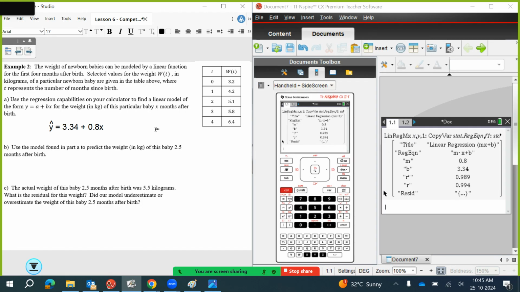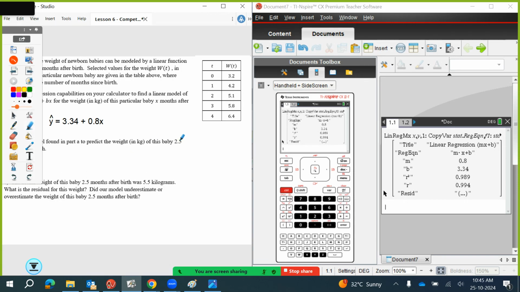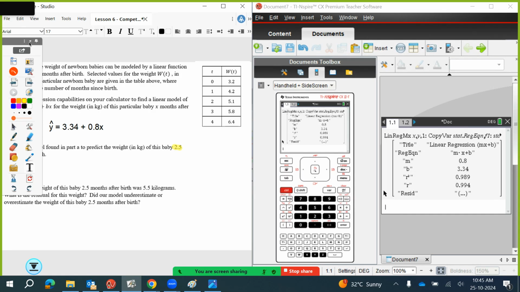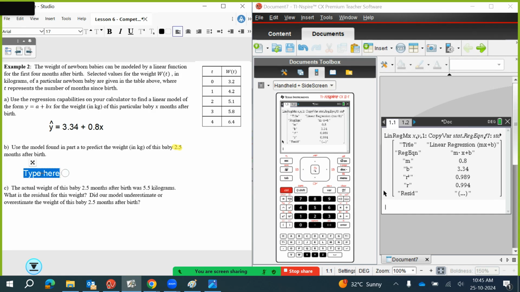Let me just finish this question and I'll take it. Okay, so we are now going to use this model to find what it will predict the weight of the baby to be when the baby is 2.5 months old. So let's use the model now to make this prediction. What we're going to do here is find y of 2.5. That would be 3.34 plus 0.8x, and our x value this time is going to be 2.5.